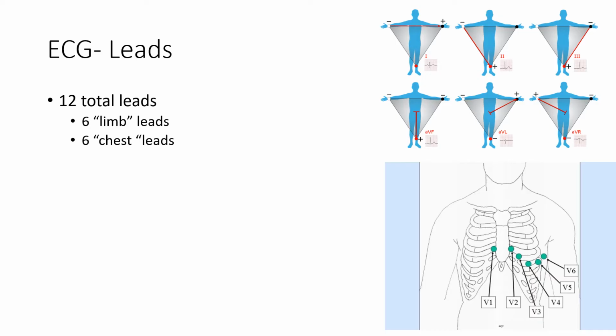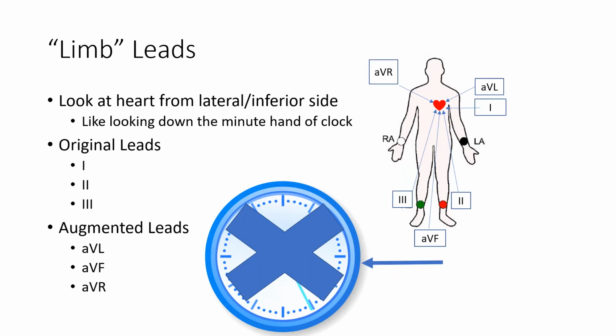There are a total of 12 leads, 6 limb leads and 6 chest leads. We're going to talk first about the limb leads. The limb leads look at the heart from the lateral and inferior sides, and they have the perspective of looking at a clock from the side, as if you were looking down the minute or hour hand of a clock. You can't see the face of the clock, but you can look down the side at it. The names of the leads are 1, 2, 3, AVL, AVF, and AVR, and I'll explain the perspective that each of them has.